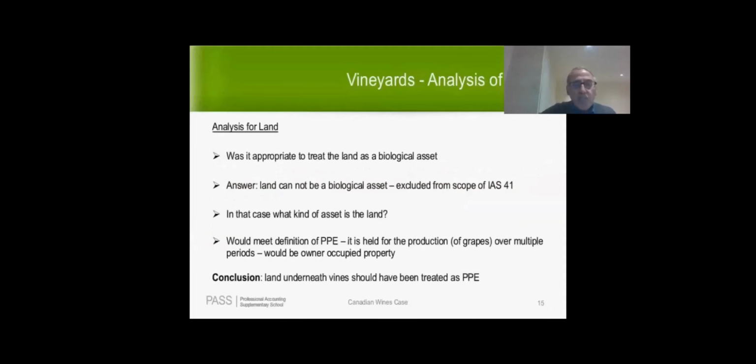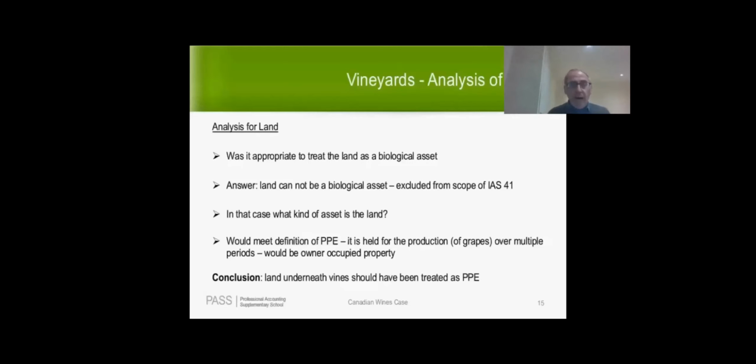The land, you have to ask yourself once again, was it appropriate to treat the land as a biological asset? The answer is land, by definition, cannot be a biological asset. It's excluded from the scope of IAS 41. Now, in that case, you've got to ask yourself, what exactly is the land? What kind of asset is it? It would meet the definition of PPE because it's being held for the production of grapes over multiple periods, and it's owner-occupied property.